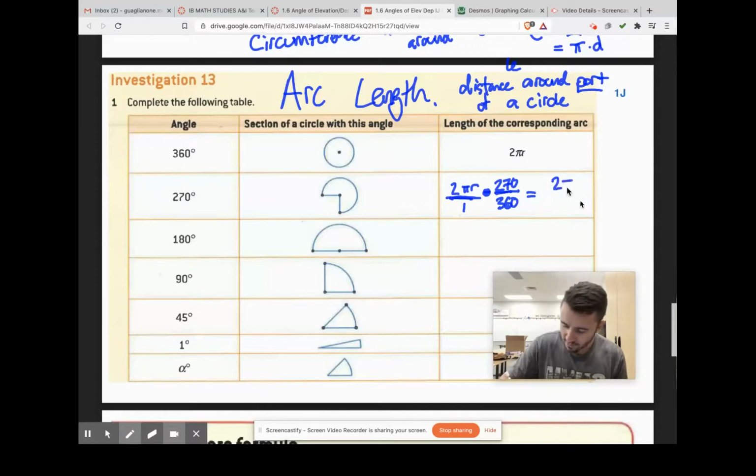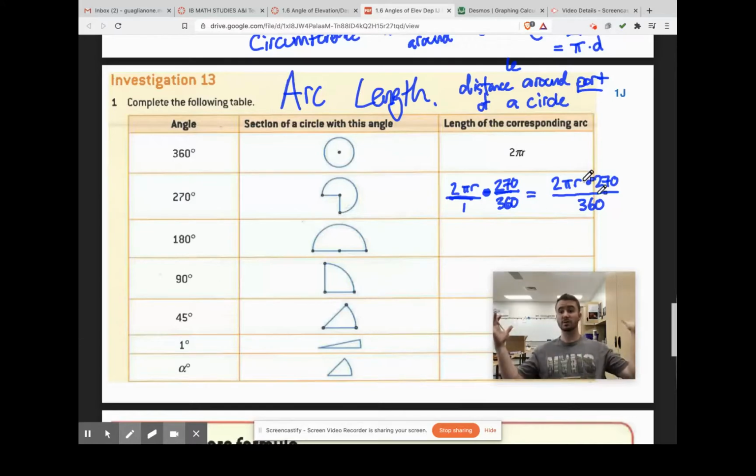So you have 2 pi r times 270, and the whole thing is over 360. And if you put that in your calculator, if you knew what r was, you would get the answer of how far you actually walked. So whether you walked 1 mile or 10 miles or whatever the radius is, you just put the r in there and it'll grow depending on how far you went.